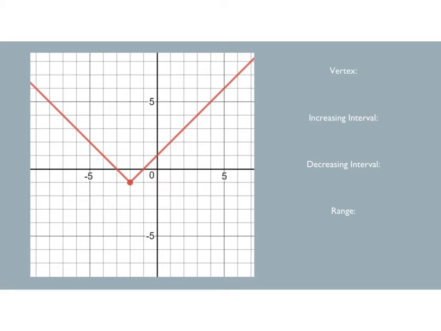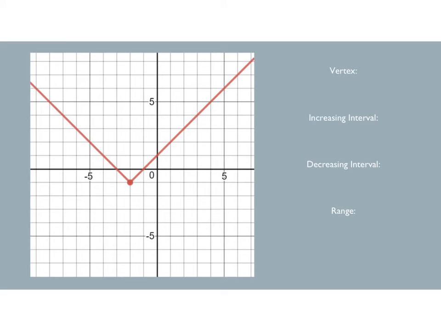All right, so we're going to take notes over increasing and decreasing real quick. Before I talk about increasing and decreasing, I also want to cover how to find the vertex, and then domain and range are just going to always be here.